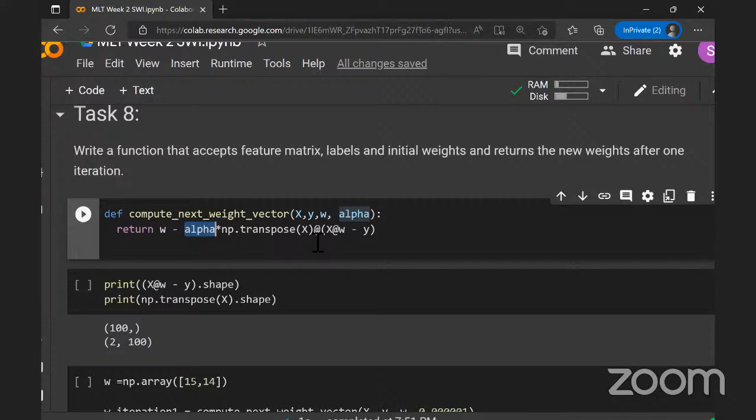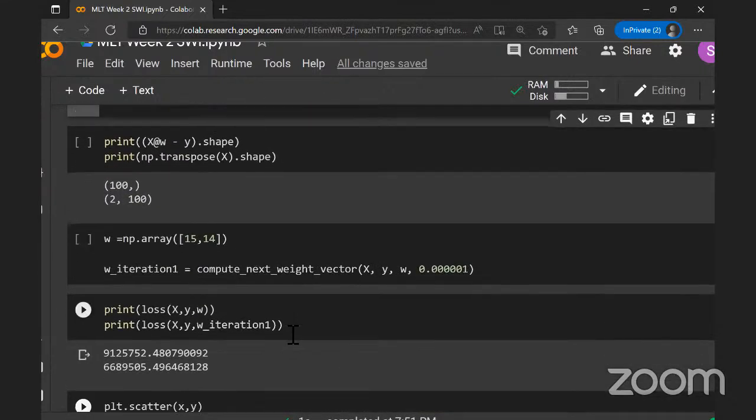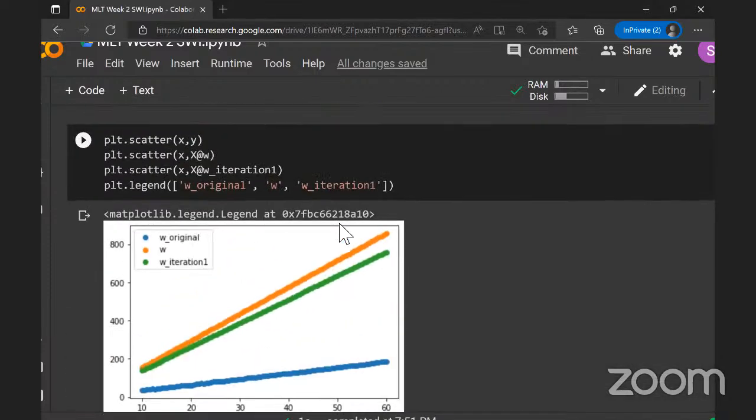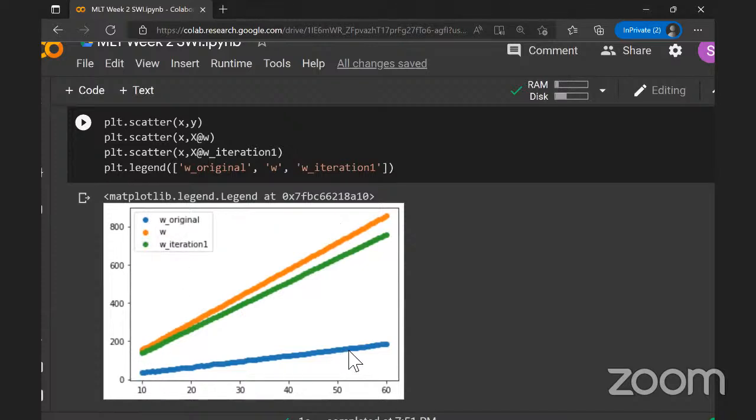Now we can visualize this also. The next set of code blocks are trying to do exactly that. For example, we started with the original W0, some random weights, which is represented by the blue line. W in orange is the optimized model, and W underscore iteration 1 represents the model after iteration 1. Now you can see that it has moved closer to our final answer. So iteration by iteration it will improve, and after a certain number of iterations, it will become the optimized model.